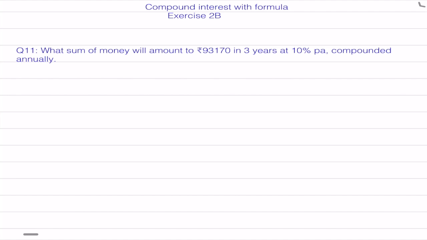I have picked up question number 11. The question is, what sum of money will amount to rupees 93,170 in 3 years at 10% per annum compounded annually? The same formulas you have to use for solving all the questions. So we will use the formula of amount: P into 1 plus R upon 100 whole raised to the power T.